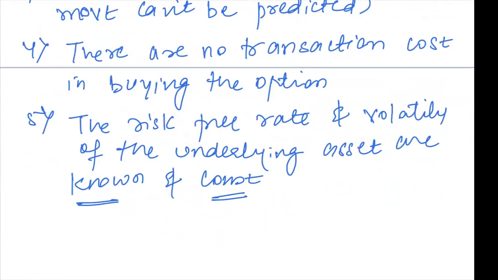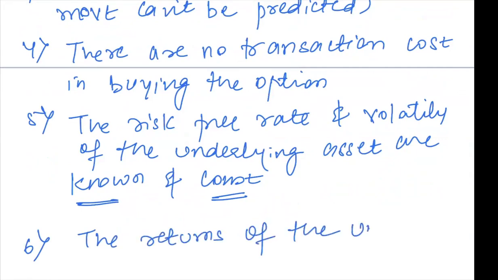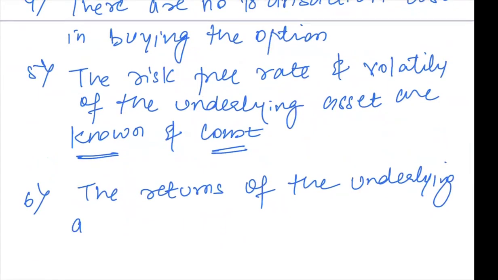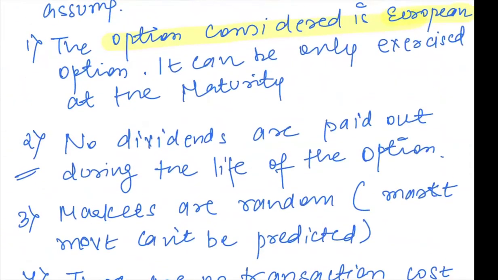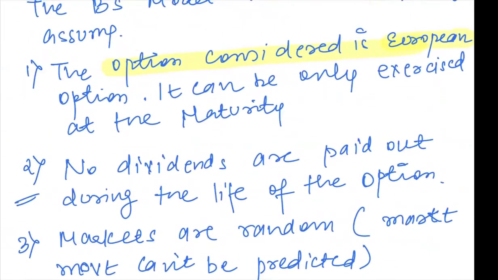Okay, and last, which is very important, the returns of the underlying asset are normally distributed. So these are six assumptions. Let's go one by one. The option considered is European, which basically means that you can only exercise it at maturity.